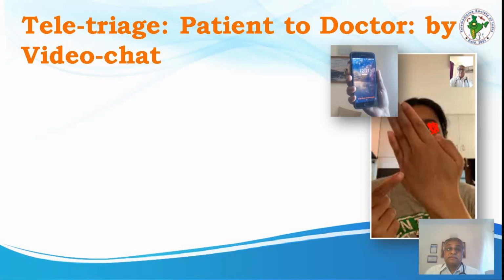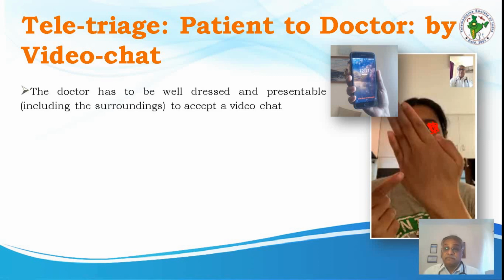Now, if the patient actually is able to manage a video chat with the doctor, then the process is a little different. Remember what I told you about etiquette? Yes, the doctor has to be well dressed and presentable. And he should also ensure that the surroundings are appropriate. Only then should we accept the video chat.